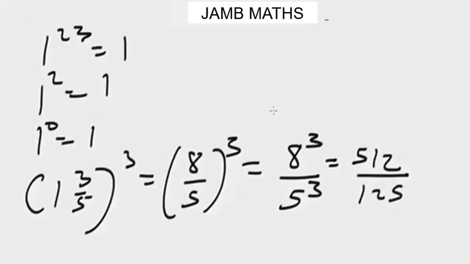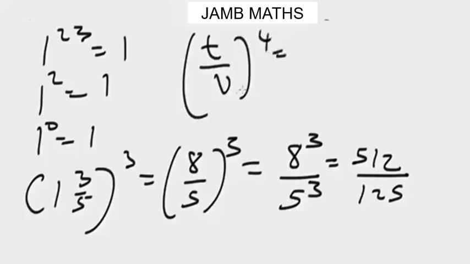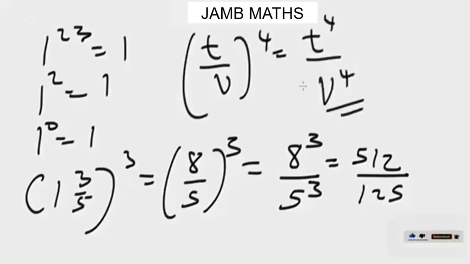Another typical example, now let's work with letters. Let's say we are given something like C over V, and we have the power outside to be 4. So the values inside will take the power. This is going to give us C to the power 4 over V to the power 4. That's basically what this rule is stating.